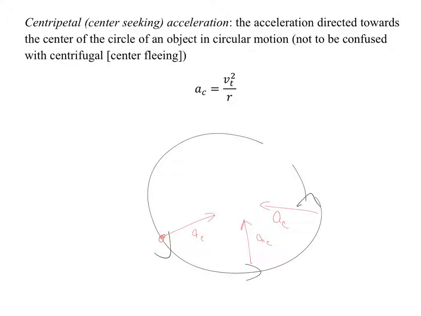Now, let's jump right into our formula here. Our formula describes the centripetal acceleration as two things. The tangential velocity squared, that's the numerator. You want to write that down: tangential velocity squared, over the radius of the circle. Over the radius of the circle.